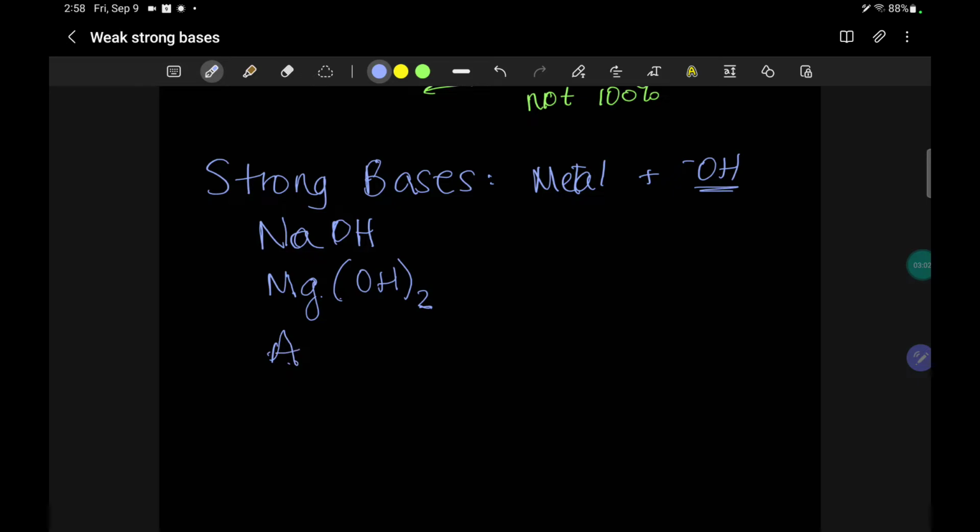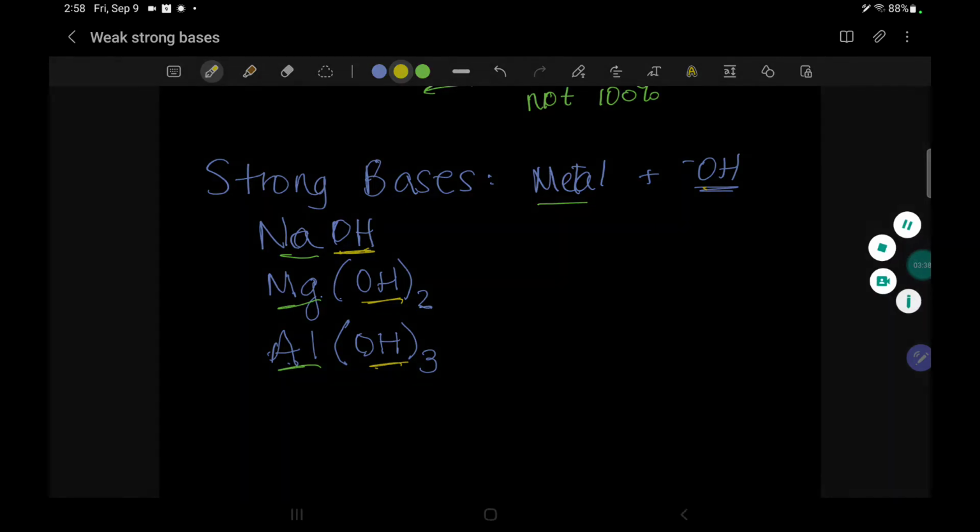Aluminum hydroxide. Oops, I almost wrote a 2 there. Aluminum has a charge of 3+. So when we balance this out, write the formula, and flip those charges, that's what we're going to get there. So those are just some examples. There's plenty other metals on the periodic table that you can do, but you can see that the pattern is that they all have the hydroxide at the end, metal at the beginning. Metal cations are always listed first.